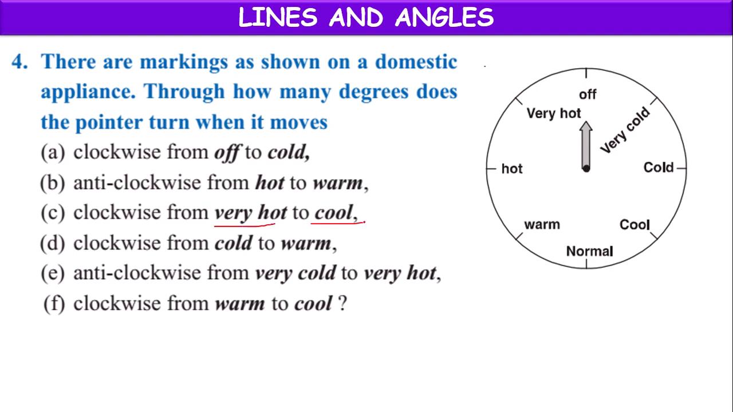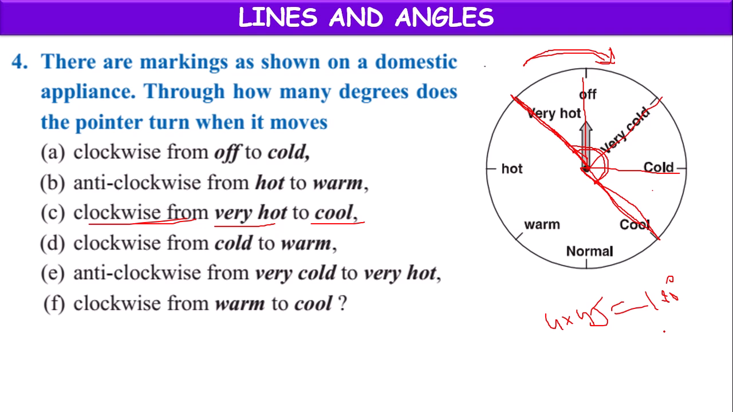Next, very hot to cool. This is very hot, and this is cool, moving in the clockwise direction from very hot to cool. So the angle formed is equal to 4 parts, means 4 into 45, which is equal to 180 degrees, which is a straight angle.